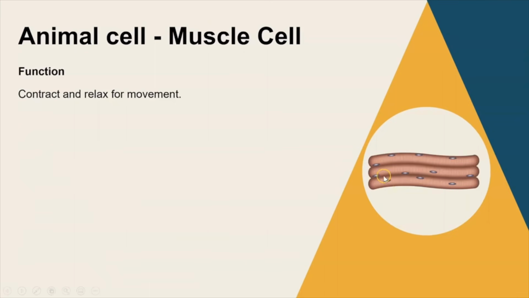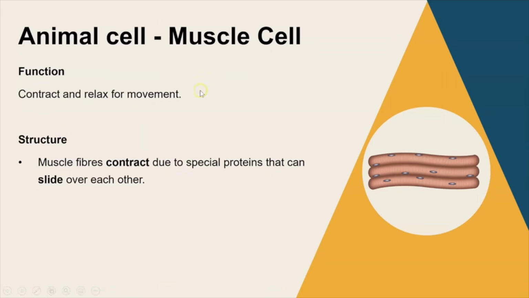So next cell is a muscle cell. The function of this is for contracting and relaxing. So in the skeleton or around the skeleton, it's so that those bones can move. You do also have muscles lining certain organs. So for example, the stomach will have stomach muscles which contract and relax to help churn up food.